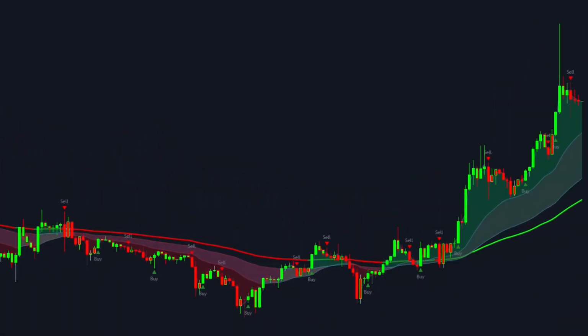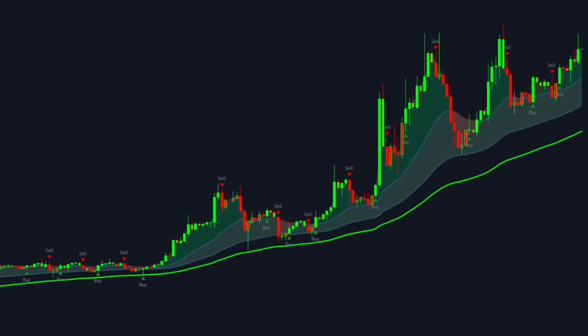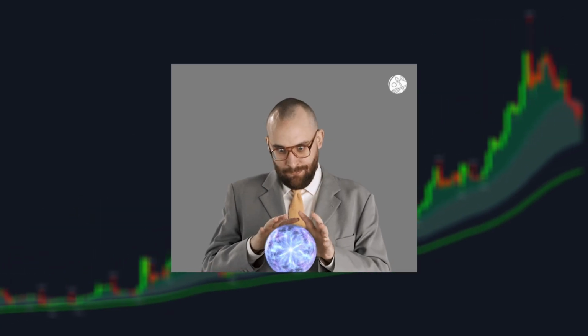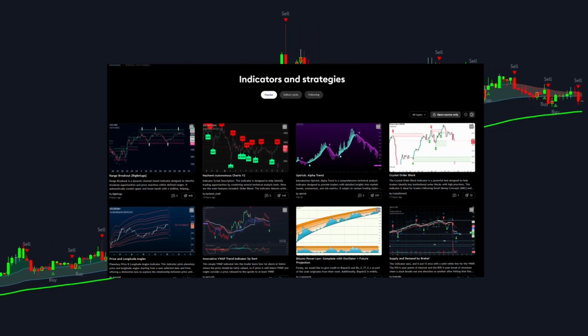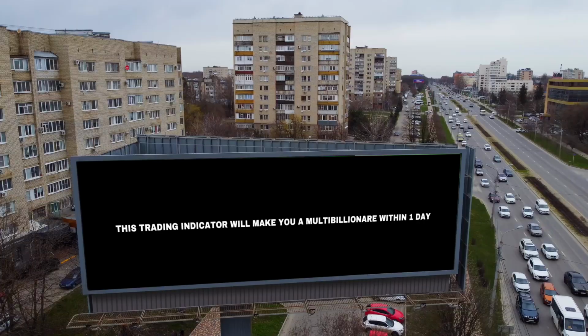Trading indicators are everywhere, from the legendary RSI to fancy AI powered indicators that promise to predict the market like a crystal ball. Some traders swear by free tools while others won't make a move without their premium setups. But is an expensive indicator actually better, or are we just falling for clever marketing?